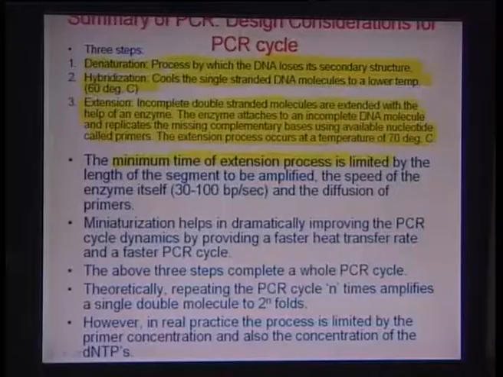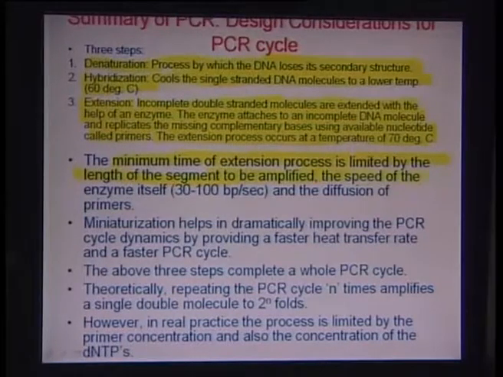So it is a catalyst, it does catalysis, and then sutures the phosphate group onto the last sugar. It first makes the zip and slowly starts zipping the DNA. That is why it is the slowest step of the process. So normally, the minimum time of the extension process is limited by the length of the segment to be amplified.